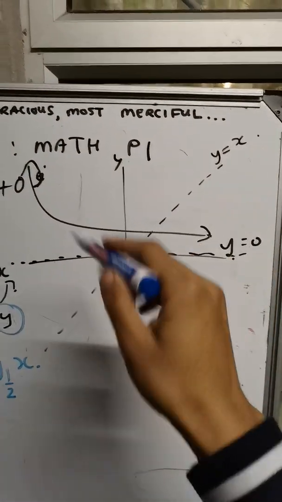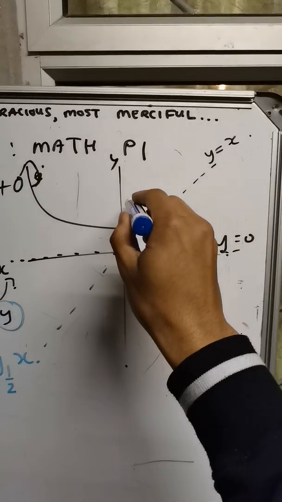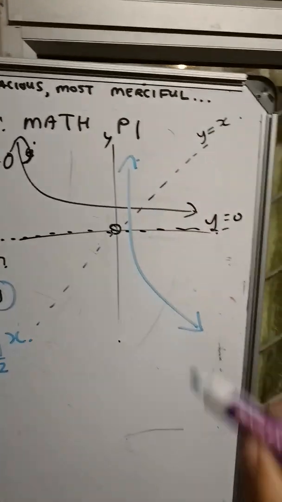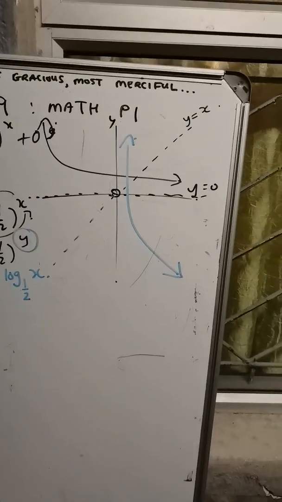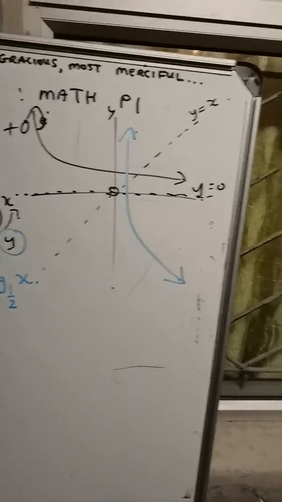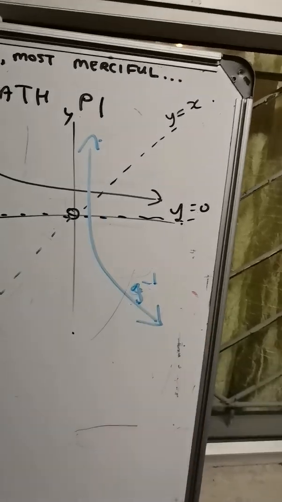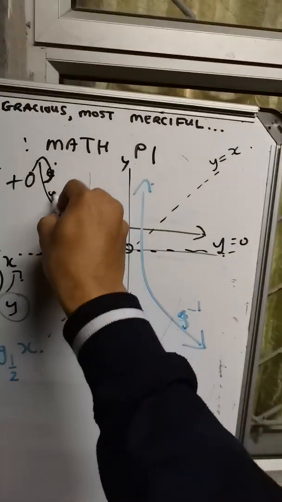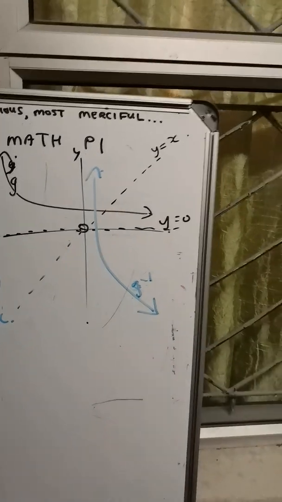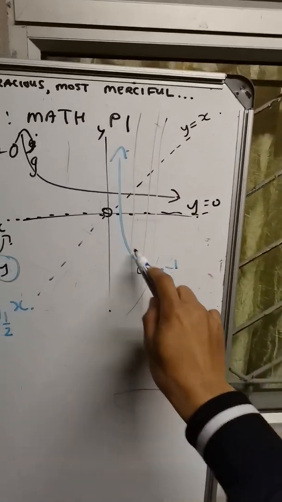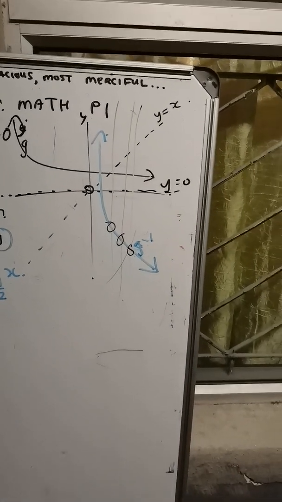The inverse will look something like that. So the question is, is this a function? This is g to the negative 1, and this is g. The first option is, does it pass the vertical line test? We take the vertical line and we draw the vertical lines. The vertical line touches the graph once, so it passes the vertical line test.